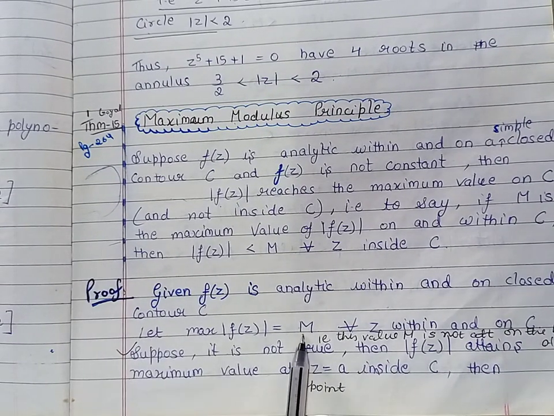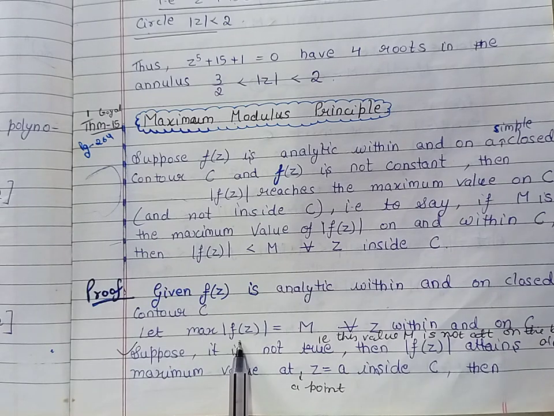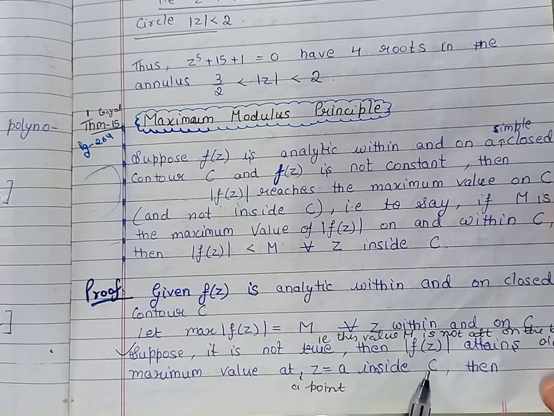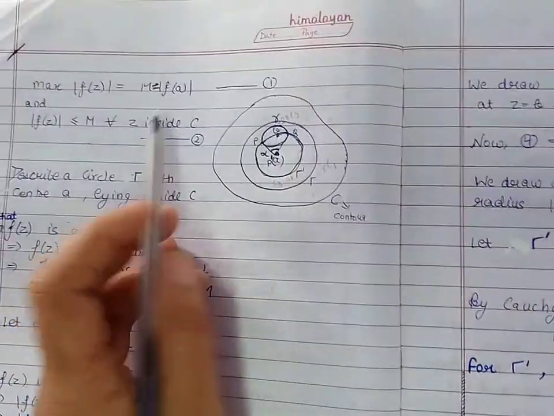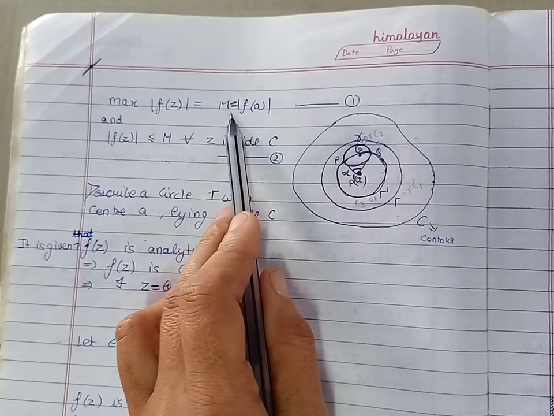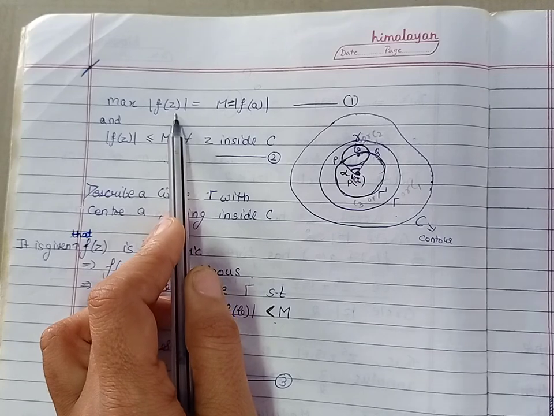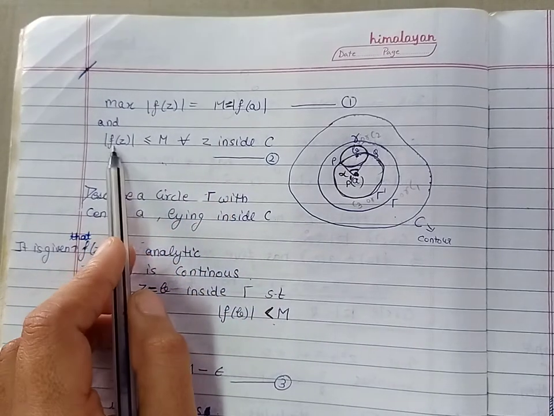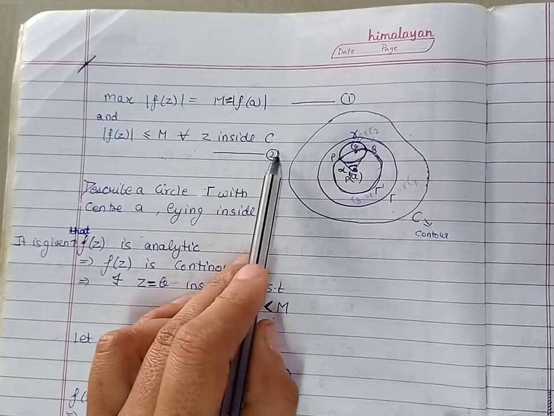Let us take M as the maximum value of |f(z)|, and suppose this is not attained on the boundary of contour C. Let us take this maximum value as attained inside the contour C at the point z = a. Therefore, we can write |f(a)| = M, where M is the maximum value of |f(z)|. Now, because M is the maximum value, we can say that |f(z)| will be less than or equal to M for every point z inside the contour C.